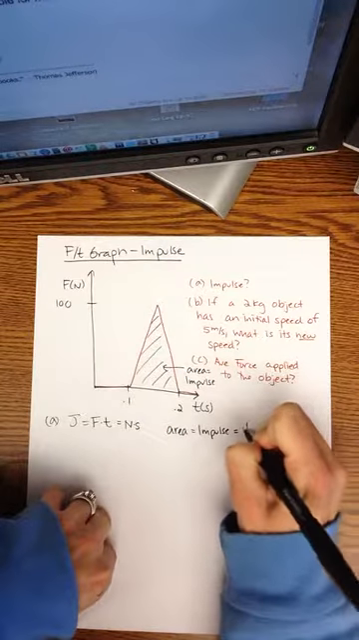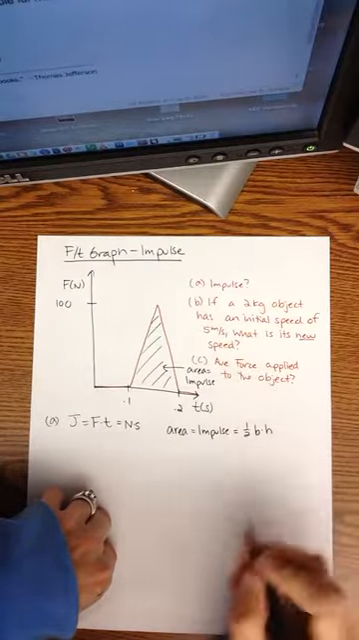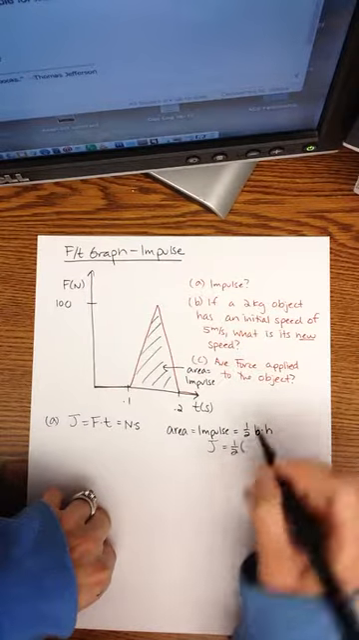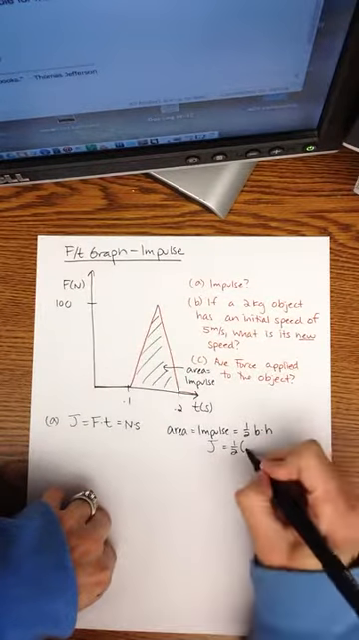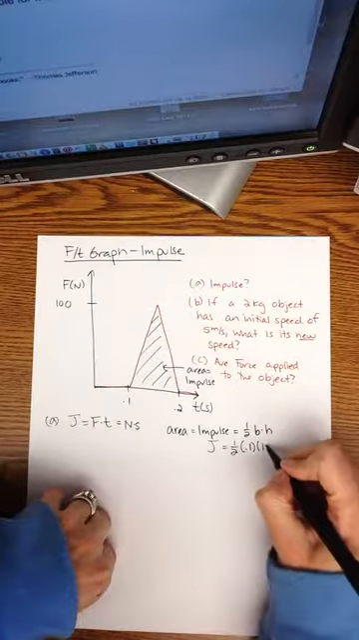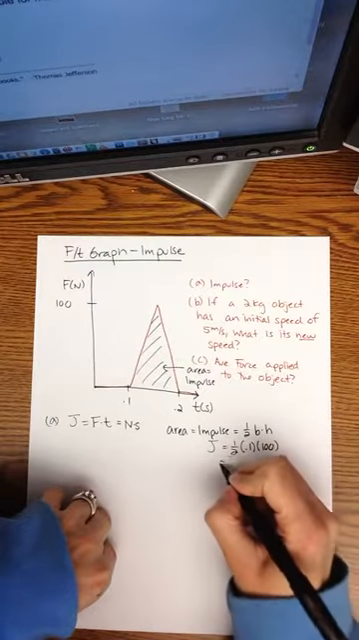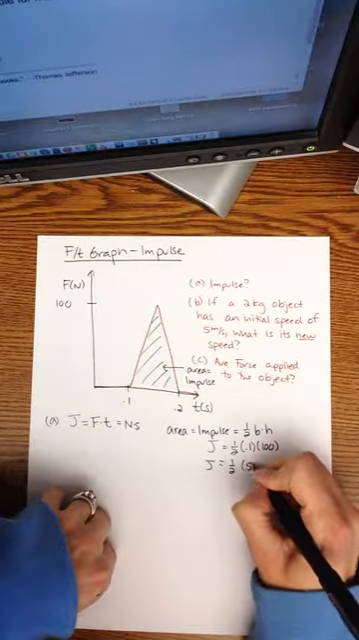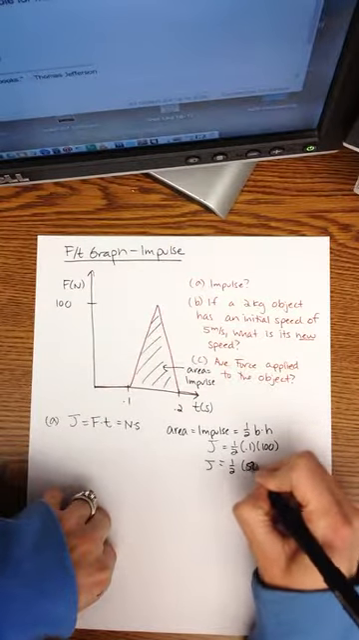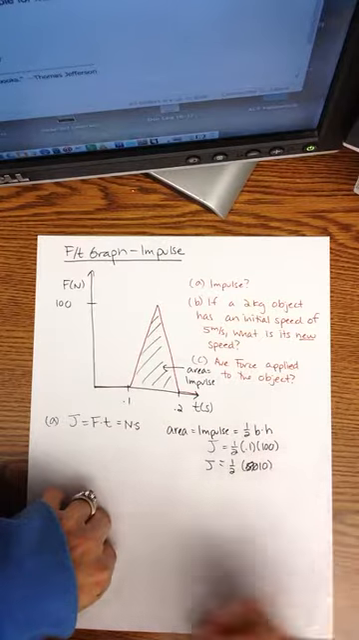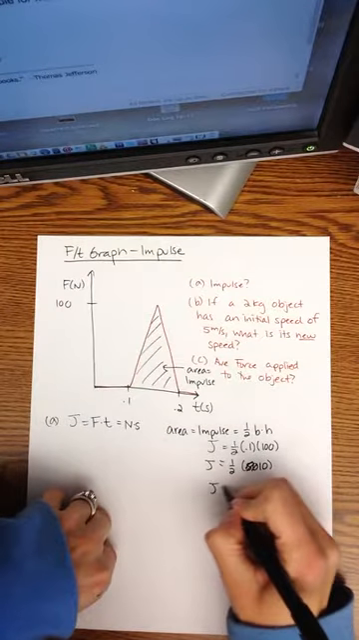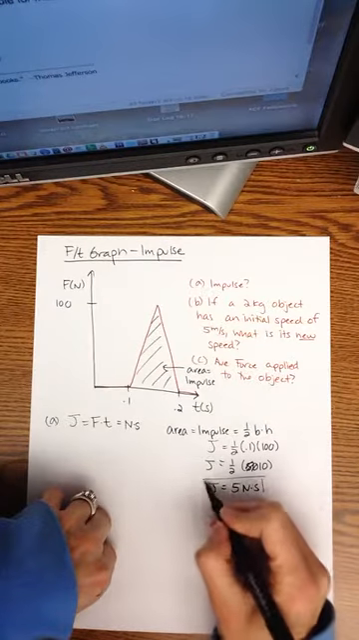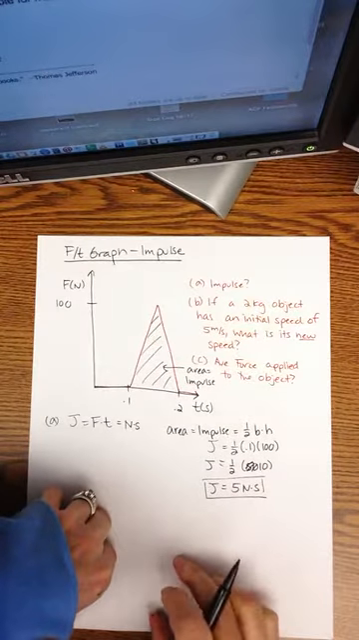And so I'm going to look at 1/2 base times height. Okay, so J is going to equal 1/2. The base is, careful, 0.1, and the height is 100 newtons. Okay, so this ends up being J is equal to 1/2 of 50. Nope, I'm sorry, 1/2 of 10. And so then J is equal to 5 newton seconds. Okay, so there's my impulse for part A.